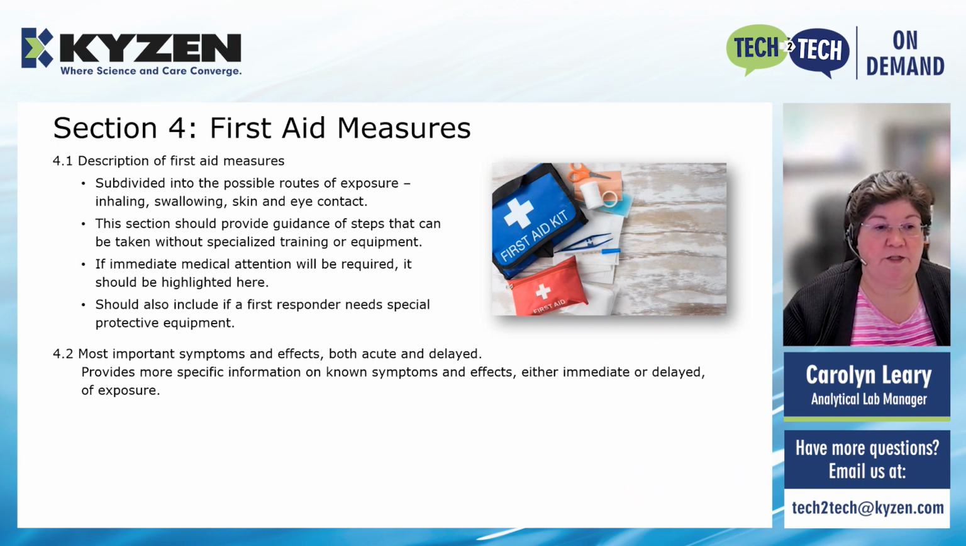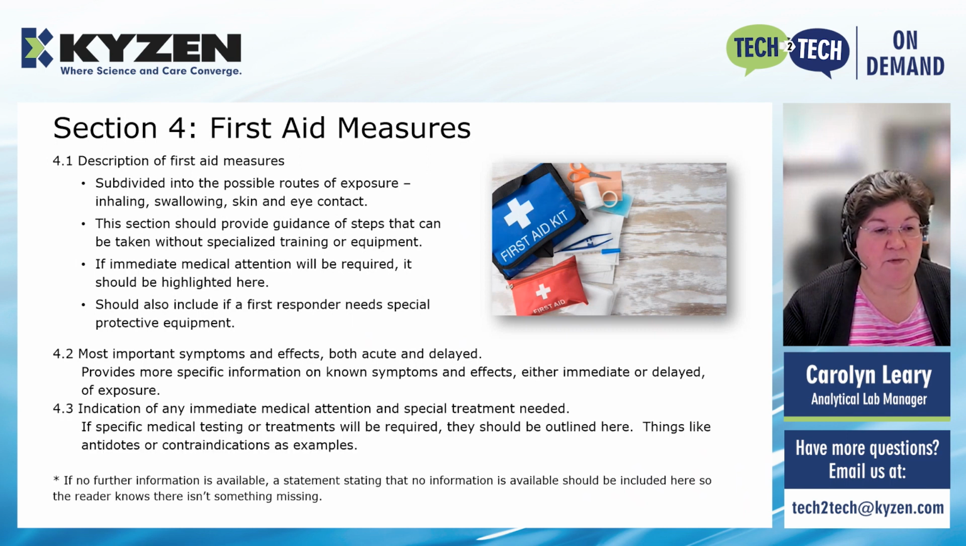Under here, section 4.2 are the most important symptoms and effects, both acute and delayed. And so acute are those things that are going to happen immediately or within, say, the first hour, such as things like loss of consciousness or a rash, information that'll be important to know here. And delayed symptoms, unfortunately, generally are things that may be a little bit more hazardous, such as will this tend to target a specific organ, possibly even causing birth defects or worse.